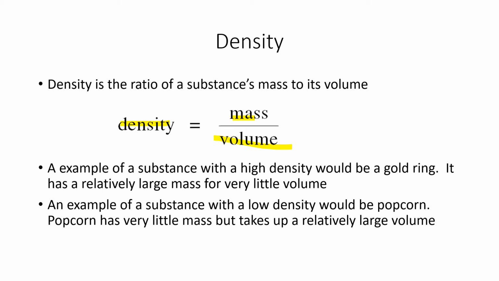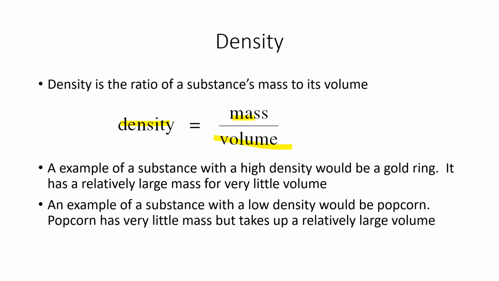So we want to compare things that have high density with things that have low density. An example of something with a high density would be something like a gold ring. If you feel a gold ring in your hand, it has a pretty large mass for the little bit of space that it takes up. It's a dense material, a lot of mass for only a little bit of volume.